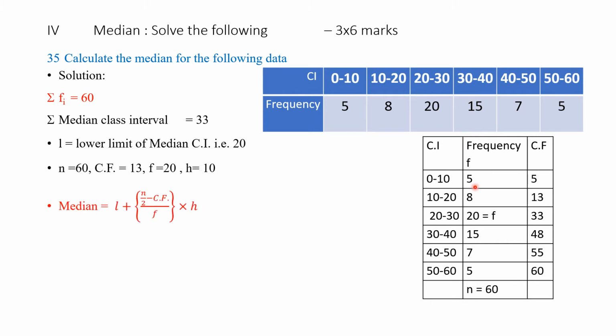Therefore, the median formula is median is equal to l plus, within brackets, n by 2 minus CF, close the bracket, divided by f, into h. This is the equation. We know the values: n as 60, CF as 13, f as 20, and h, the class interval, is 10. So, substituting the values, we get median is equal to 20 plus 8.5.